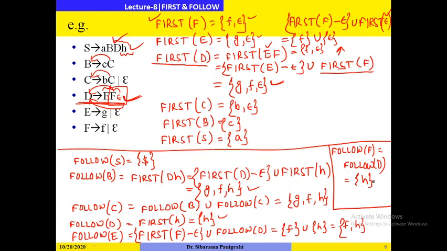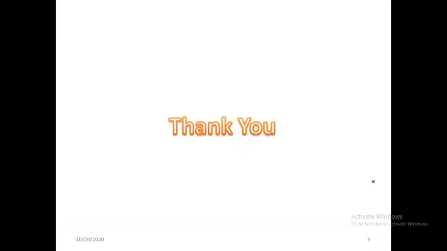So I hope all of you have understood how to compute first and follow. So if you have forgotten the algorithm, please go to the previous lecture so that you can recall the algorithm, then we can apply this. So I hope all of you have understood.